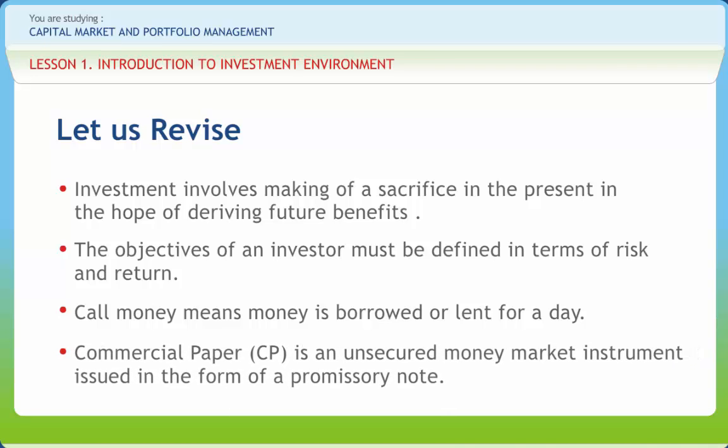Commercial paper (CP) is an unsecured money market instrument issued in the form of a promissory note. When debentures are irredeemable, they are called perpetual. Originator is the entity whose receivable portfolio forms the basis for ABS issuance.